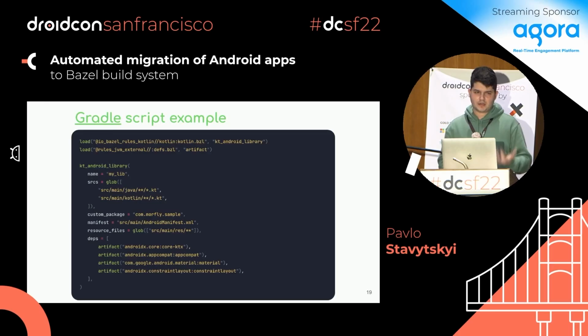And the Starlark language is a dialect of Python that has some intentional restrictions that were intentionally made to make sure that builds are deterministic.